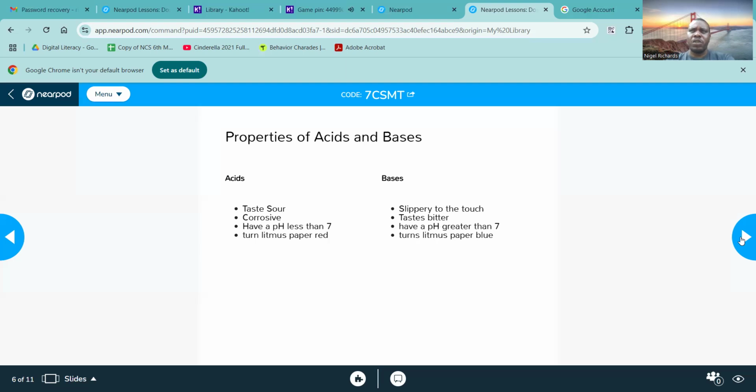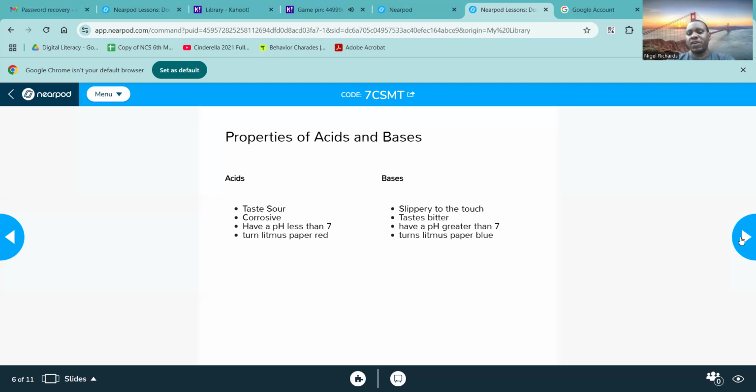So now that we know the definition for acids, we're going to look at the characteristics of these substances to know if they're acid or base. Acids taste sour. Think about it in your home. What do you have that tastes sour? They're corrosive. That means they burn. Acids have a pH less than 7. We're going to look at that later on. And as I said earlier, they turn litmus paper red.